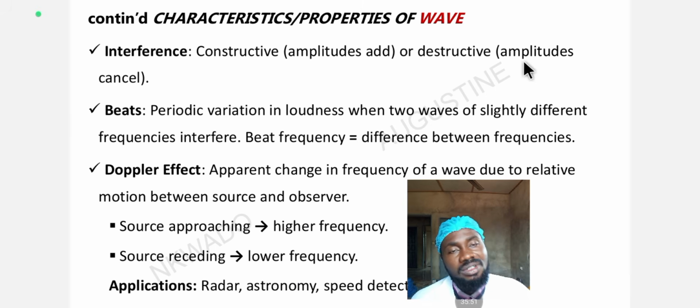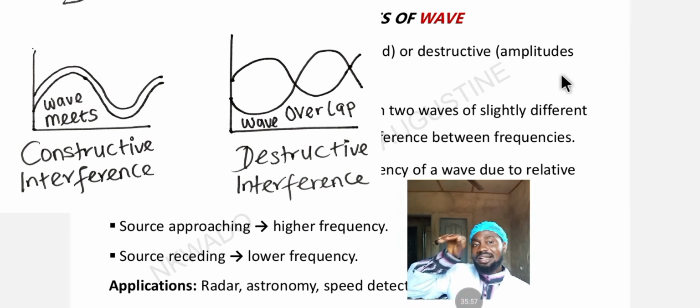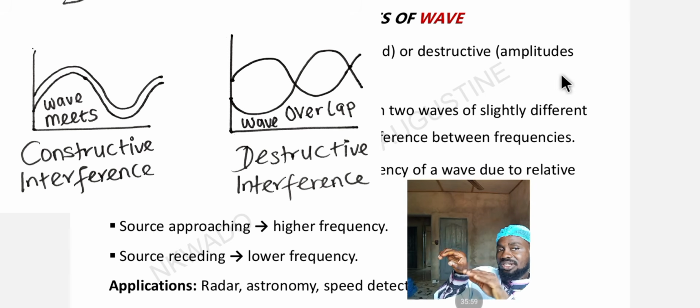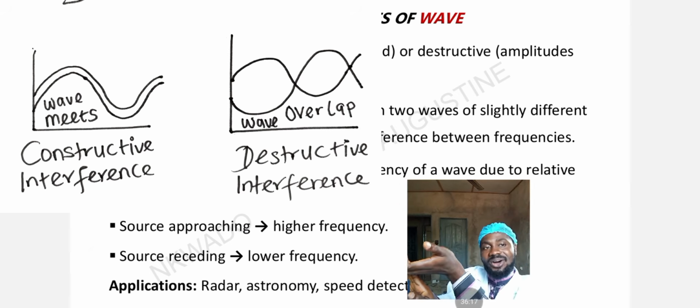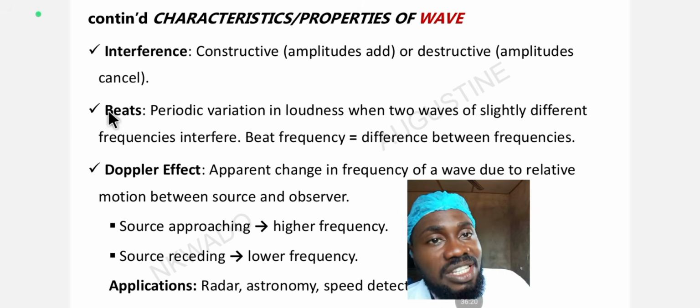Then for destructive interference, amplitude is cancelled. I told you that they will move apart. Maybe one amplitude is like this, and instead of the other one coming like this and being together with it, the other one will now be like this. So if this one is going down, this one will be going up. If this one is going up, this one will be going down. So that's destructive interference.